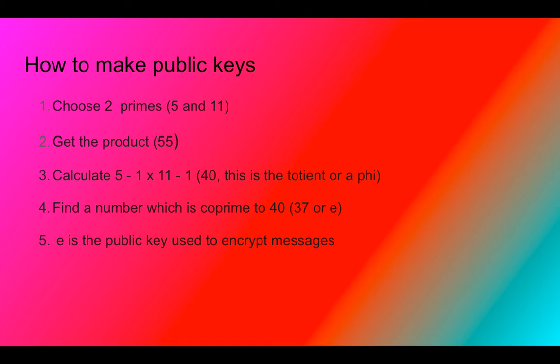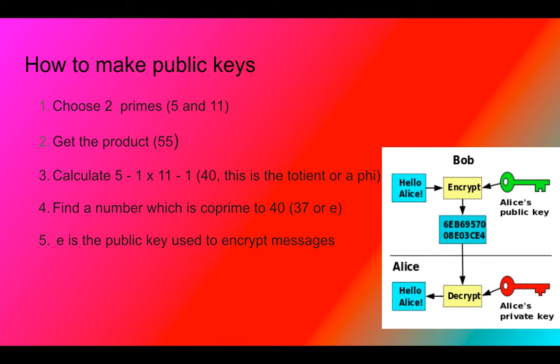Then you find a number which is co-prime to our totient, so 40. This number is something whose highest common factor with 40 is 1. So this could be something like 33, it could be something like 31, but I just went with 37. And E, which is the number that is co-prime, 37, is used to encrypt the messages. So, Alice's public key would be E, and it would turn into that language, this 6EB69570. And that's hexadecimal. That would normally be a number, but they often do hexadecimal because that's more unreadable than a big number.